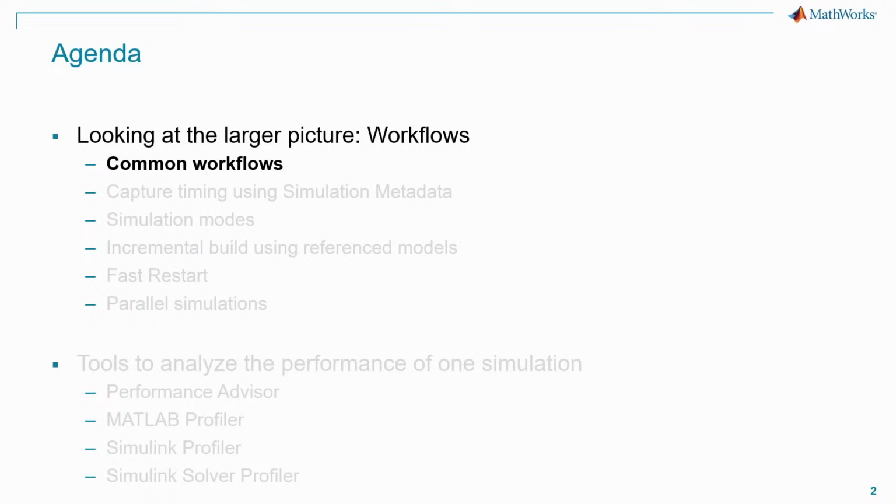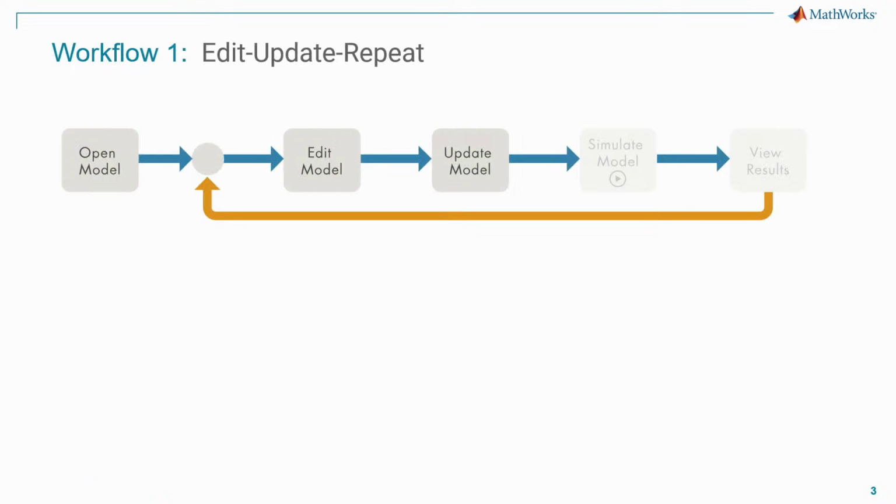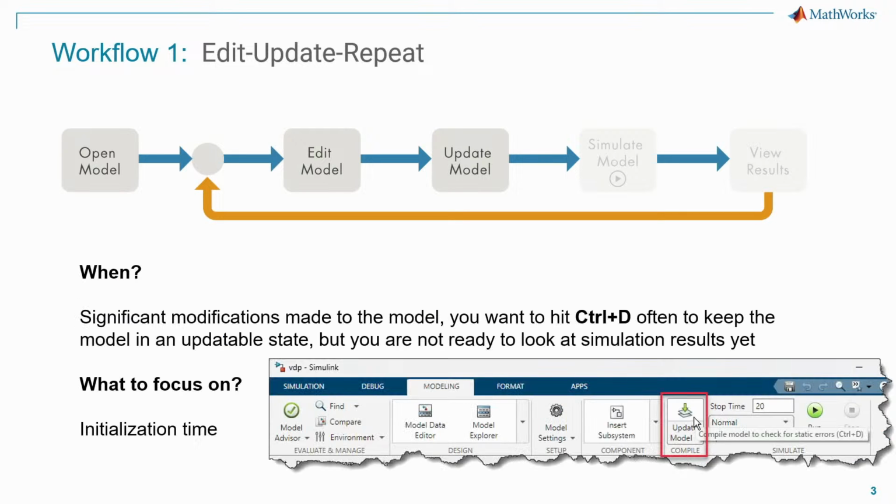I'm going to describe 4 common workflows that we see, and hopefully you will recognize yourself in some of those, and that's going to help you see where to apply those tools. So let's begin with workflow 1. It's the one we call edit, update, repeat. That one, it's really when you begin to build a model, when you're making significant changes. You don't even think about simulating at this point.